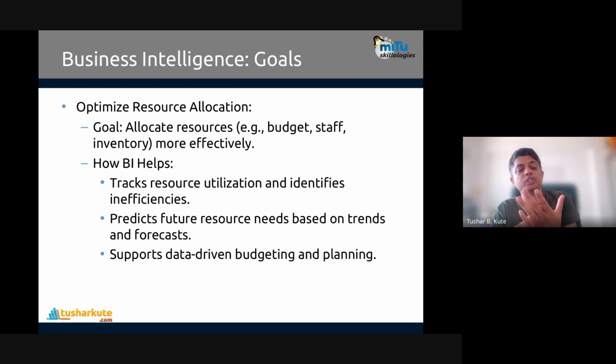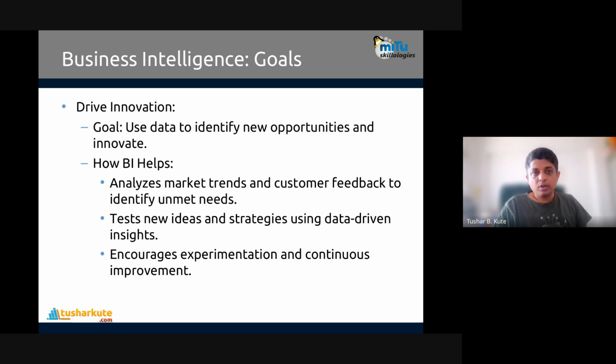What can resource allocation contain? Budget of the company, staff who are working in it, and inventory, raw material. They should be optimized effectively. There are certain methods present. I'll show one of the methods in our next sessions, like the linear programming method, which is used for this particular work. So the goal is to optimize resource allocation, where BI can help track resource utilization and identify inefficiencies. They can find future trends based on the current trend and forecast, and very importantly, budgeting and planning. They are all possible.